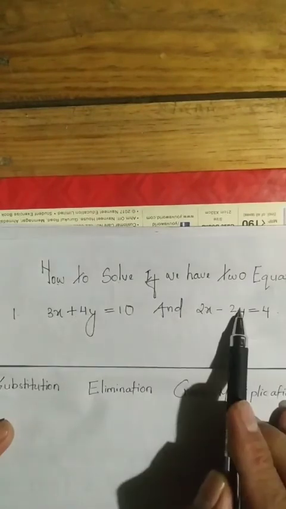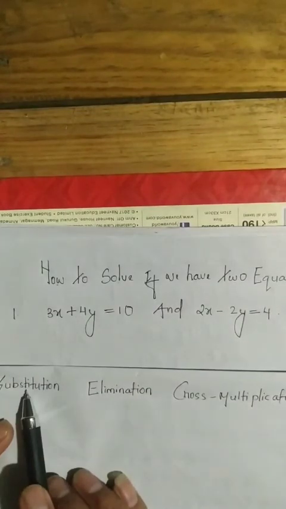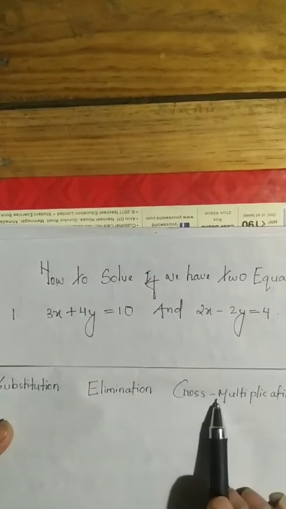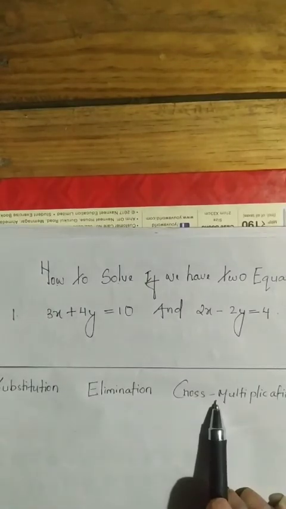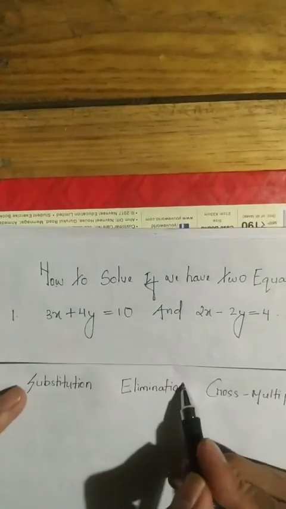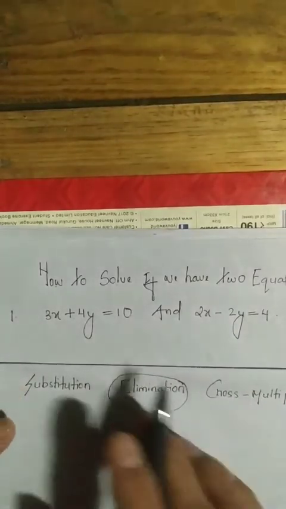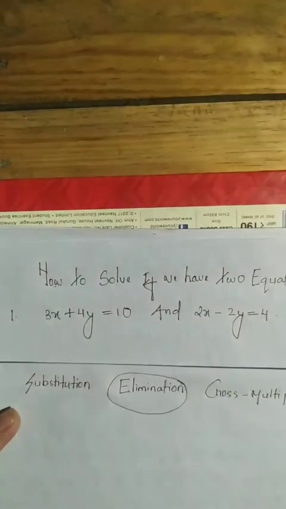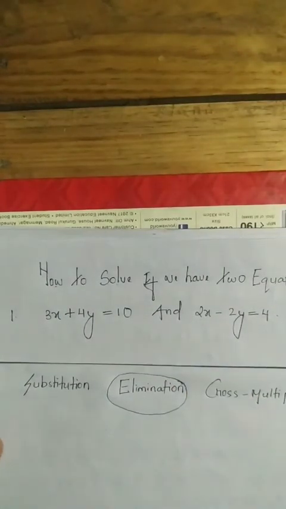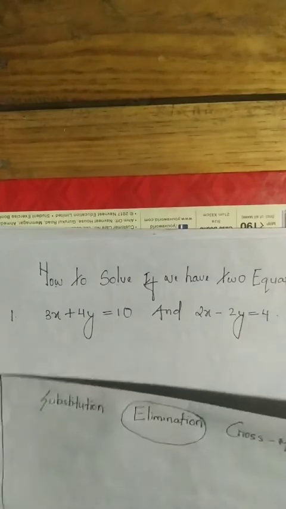Now, when we have two equations, either we are going to use substitution, elimination, or cross multiplication method. So we have just three methods. Out of these three, we are going to apply just one. So today we'll be learning how to solve two equations by elimination method. So let's start.